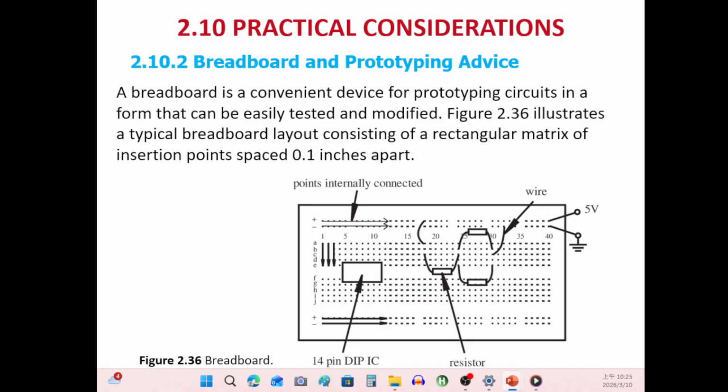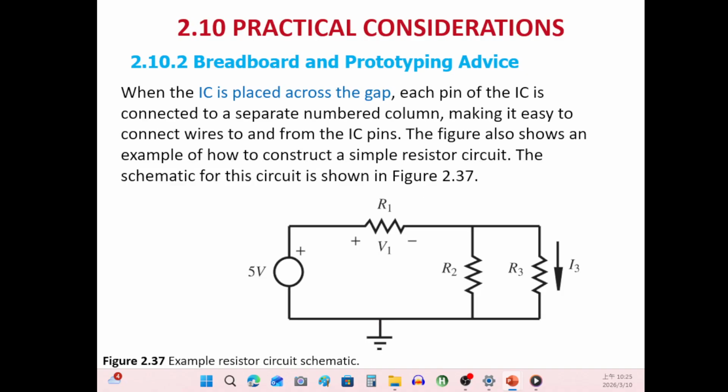So that means A, B, C, D, E are connected together, and F, G, H, I, J are connected together. Those two groups are separate. So if you want to connect an IC, because for an IC all the pins are independent, you need to put the IC in between. But we have no IC here.